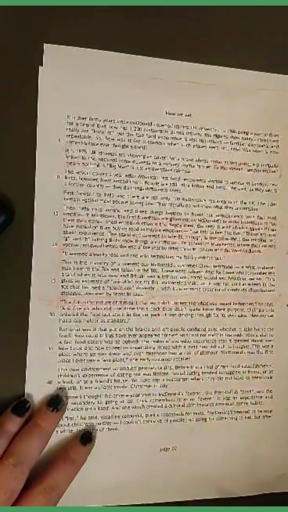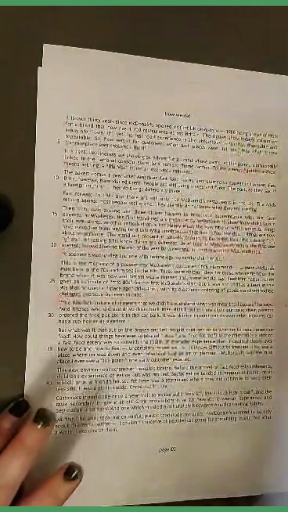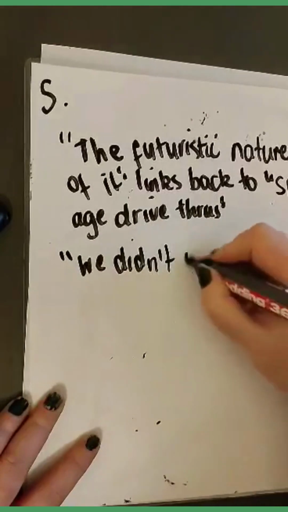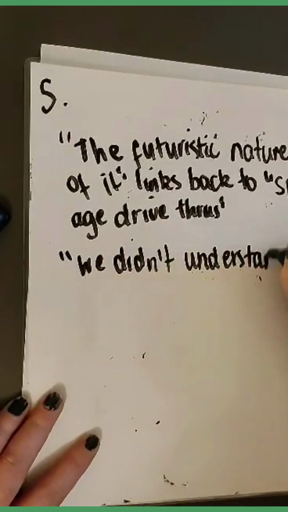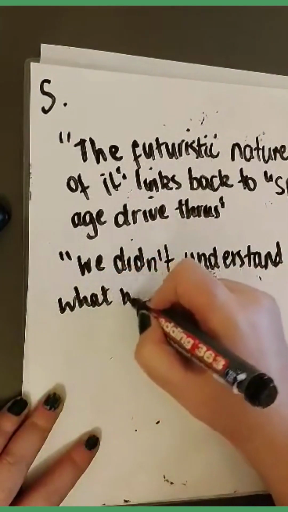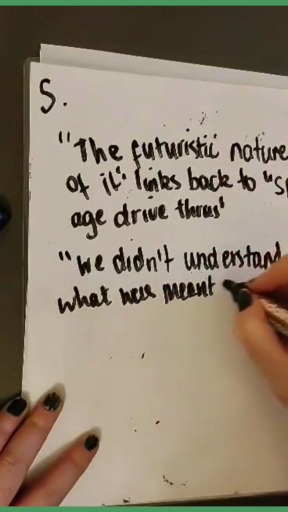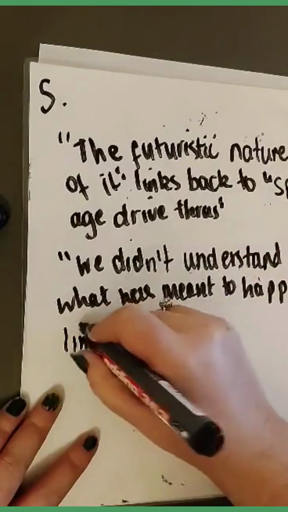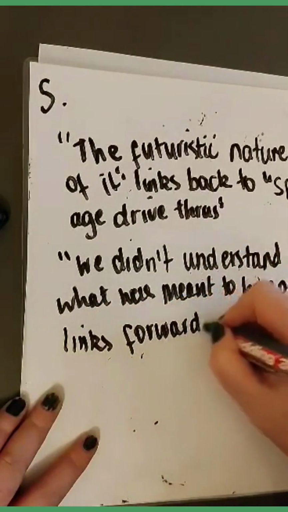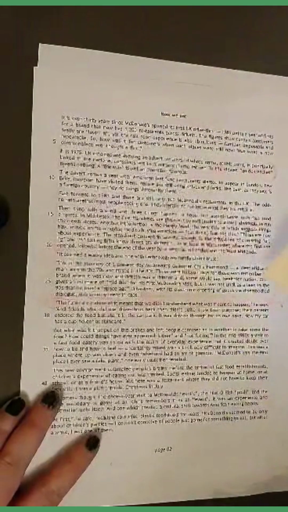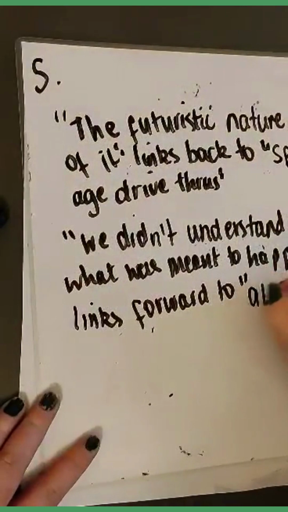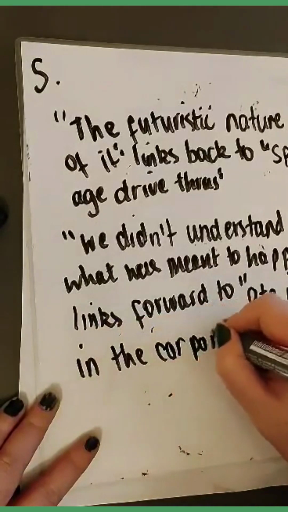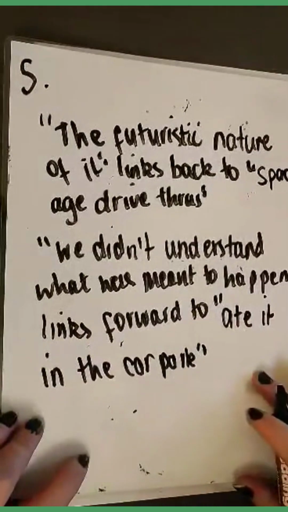Okay, so let's quote that. And it says, we didn't understand what was meant to happen, and we're going to say it links forward to, and we're going to quote that bit that we found, ate it in the car park. And there we have it. There is our linking question, 2 marks.